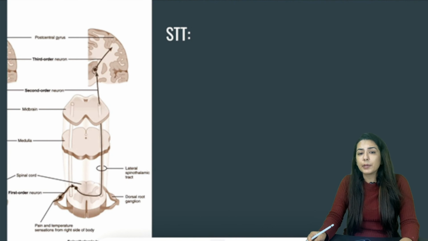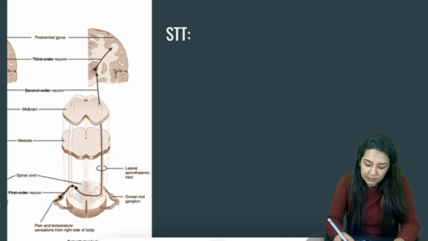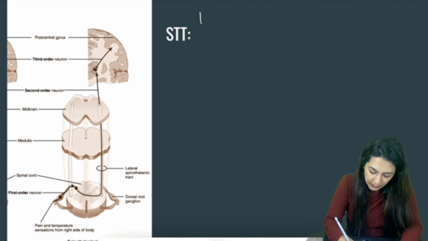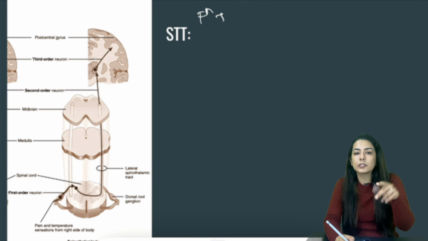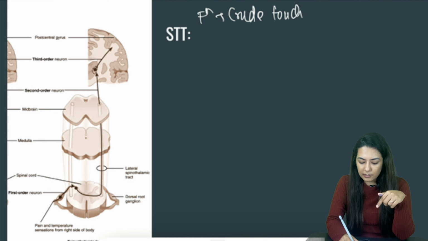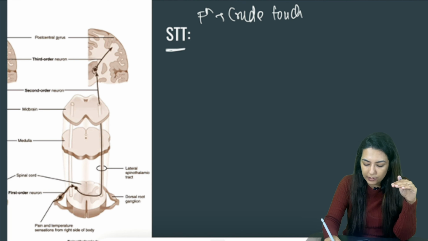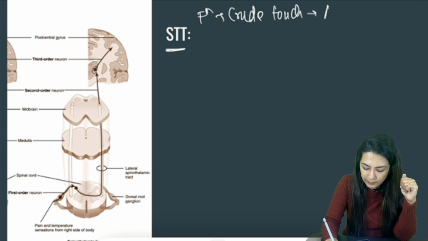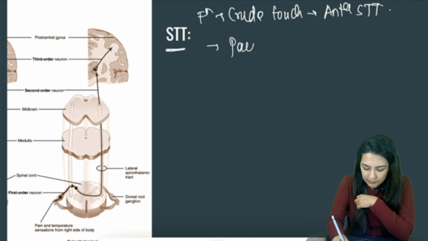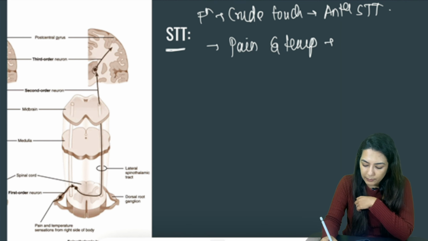Now, spinothalamic tract. What is the function of spinothalamic tract? That we have to understand. I told you there are two types of touch. Fine touch is by dorsal column. Crude touch, which is tested by using cotton, is transmitted by spinothalamic tract, especially anterior spinothalamic tract. The other is pain and temperature. So these three sensations are by spinothalamic tract, especially lateral spinothalamic tract.